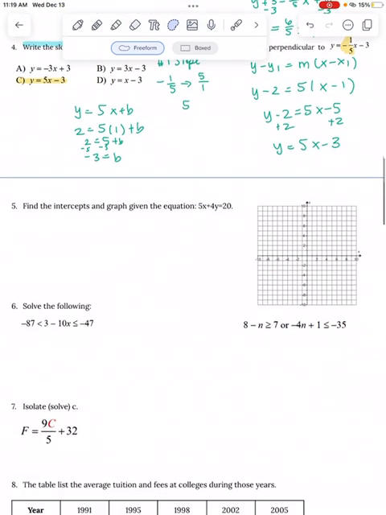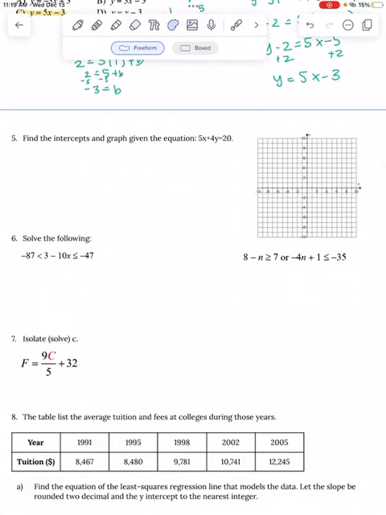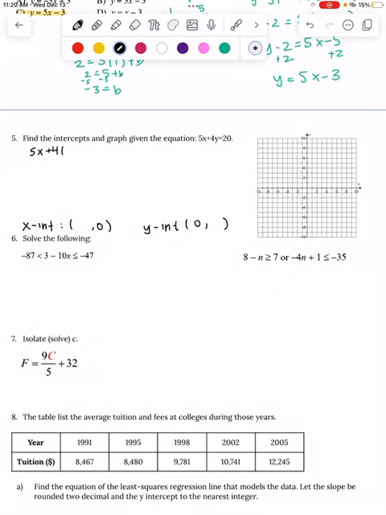All right, next one, we want to find the intercept and graph the equation. So we have 5x plus 4y equals 20. So we have for our intercepts, x-intercept. That means we want a number for x and y is 0. And our y-intercept, I want 0 for x and a number for y. So for my x-intercept, I'm going to keep x there and I'm going to replace y with 0. And I'm going to solve for x. I get 5x equals 20, so x equals 4.